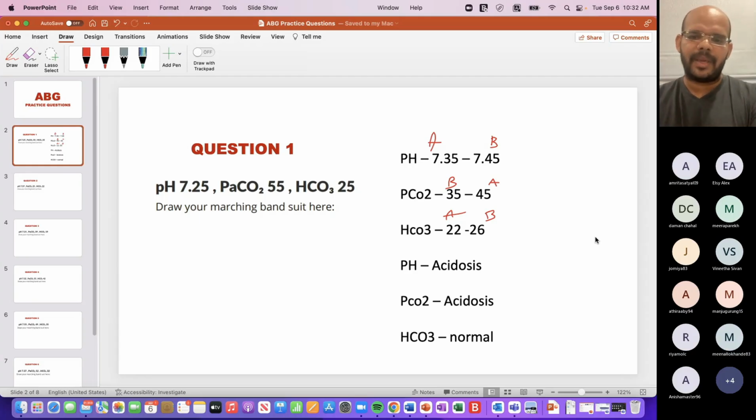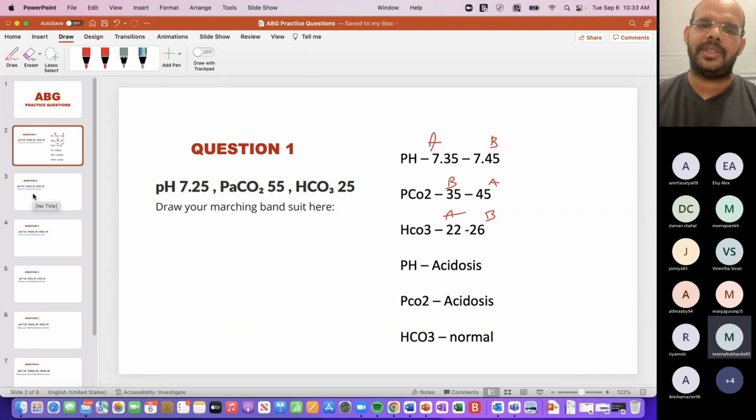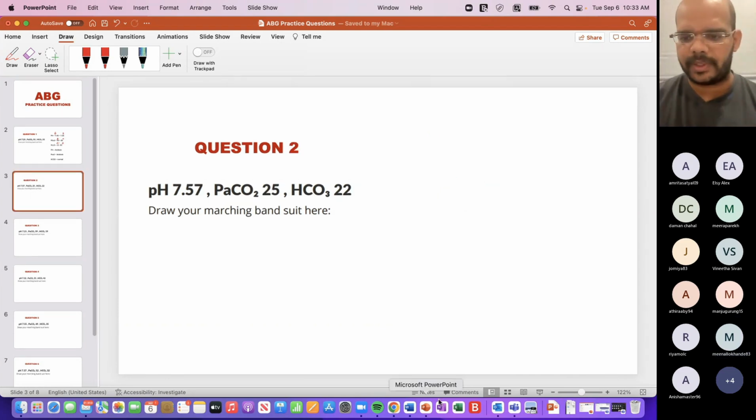Your lung is having a problem. That is why the patient is having acidosis. Your kidney should have compensated for it in this case, but your kidney is not compensating. It's staying in the normal range. That is why it is known as uncompensated respiratory acidosis. Okay, let's see another question here.